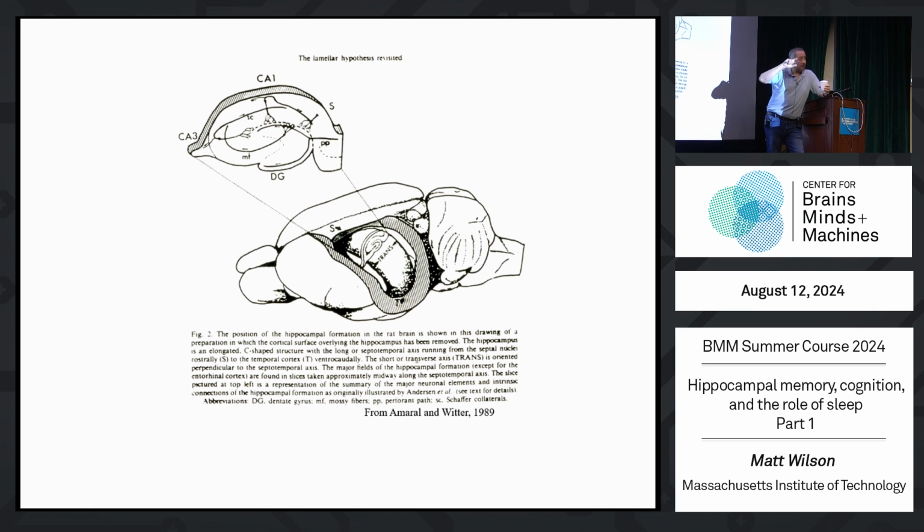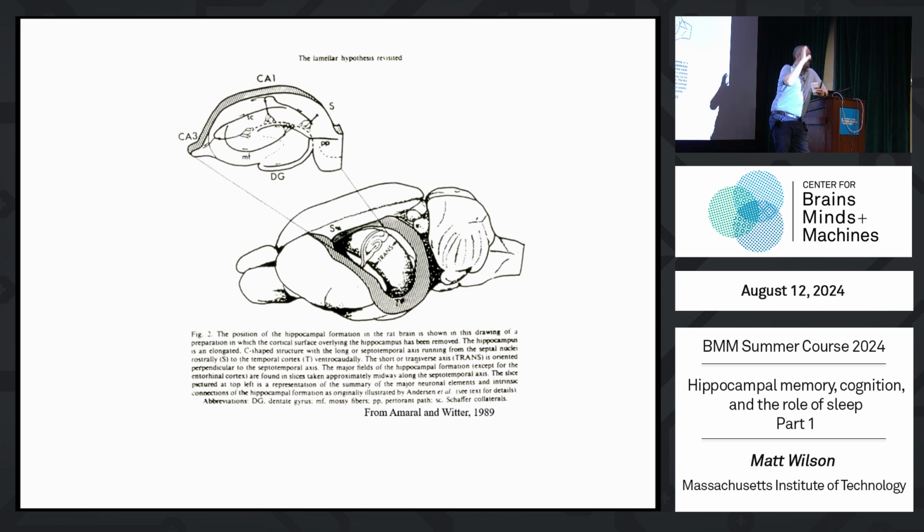Another clue is when you look at the primary output from the CA and subicular regions of the dorsal versus the ventral. Ventral is more prefrontal and amygdalar. The dorsal goes to the spatial regions of the parietal cortex, in particular the retrosplenial cortex. Anybody talk about retrosplenial cortex?